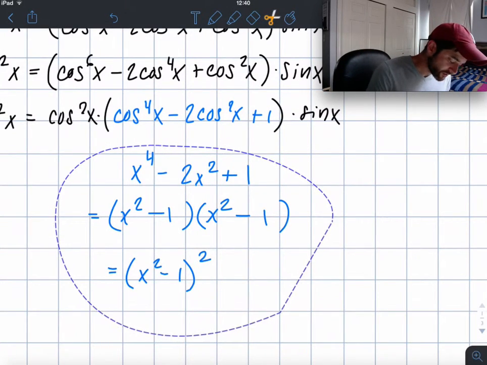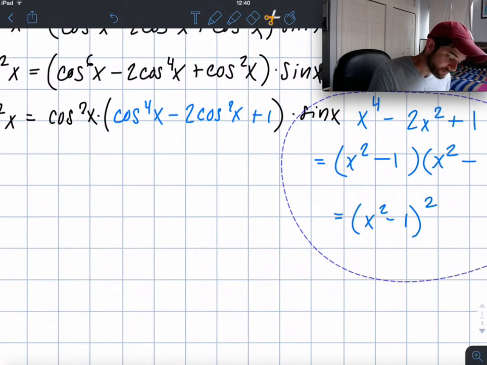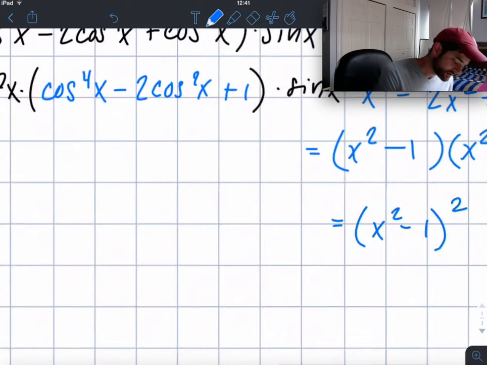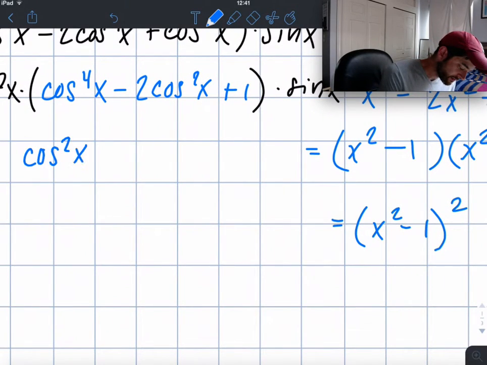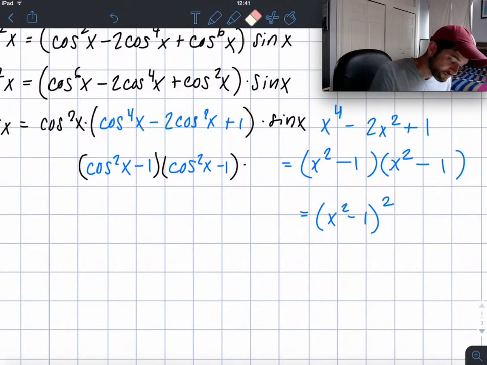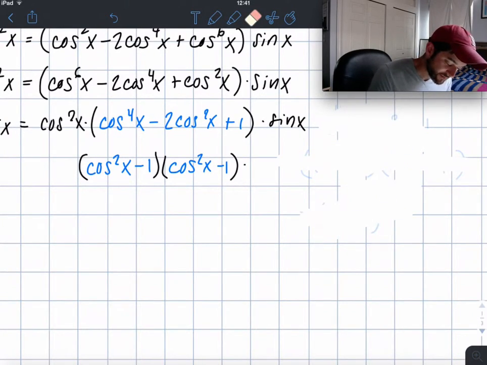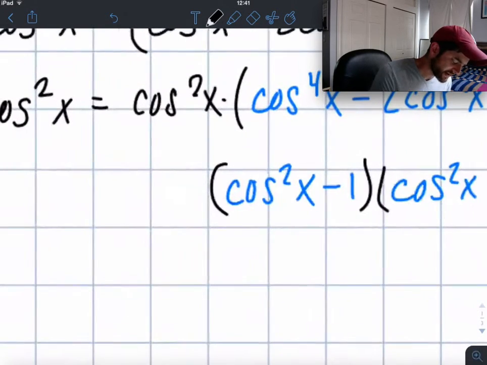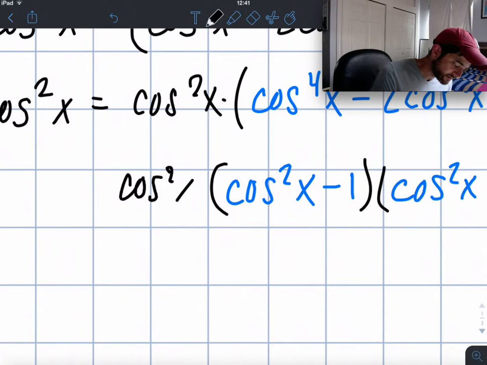This same trinomial in terms of cosines is exactly the same thing. Instead of x squared minus 1 times itself, it just equals cosine squared x minus 1 times itself. So it's really just the same thing as if it were in terms of x. I think just because it's cosine x makes it look a little scarier.